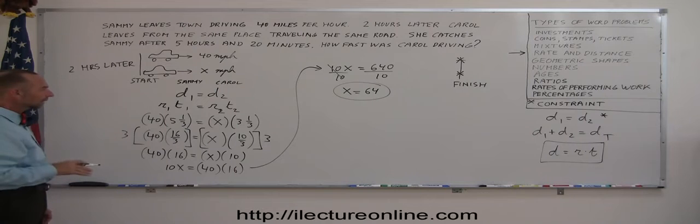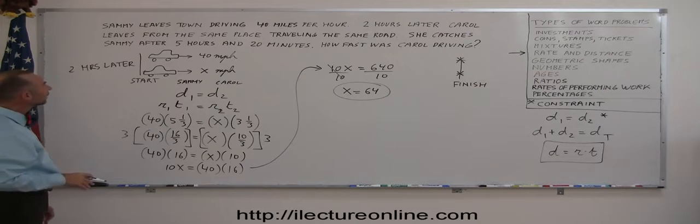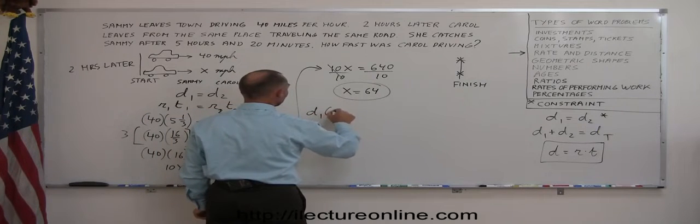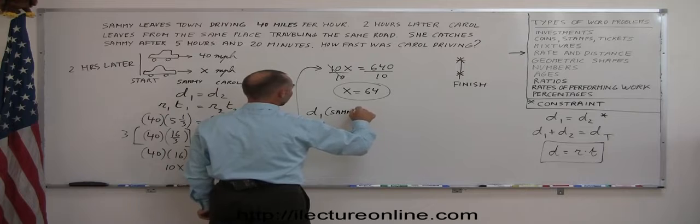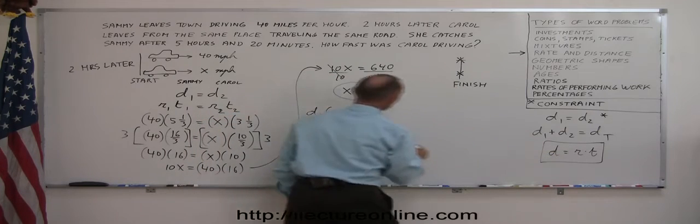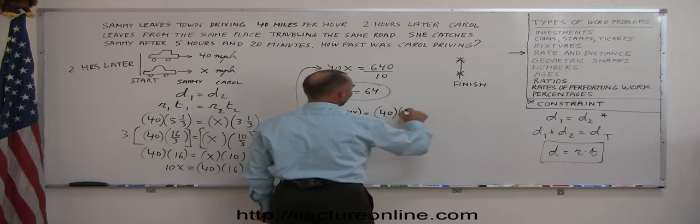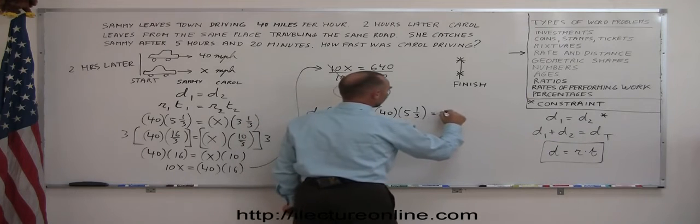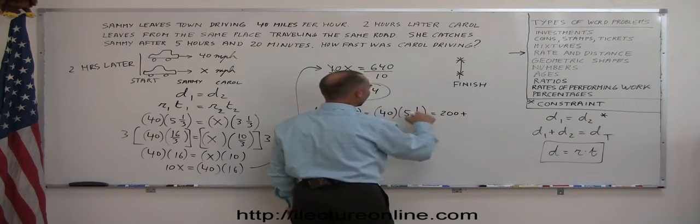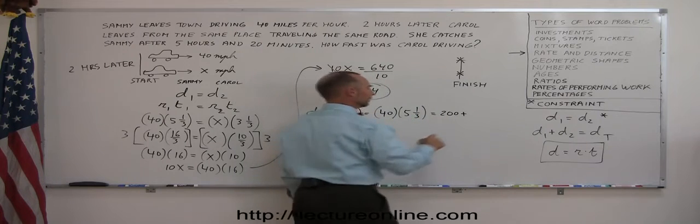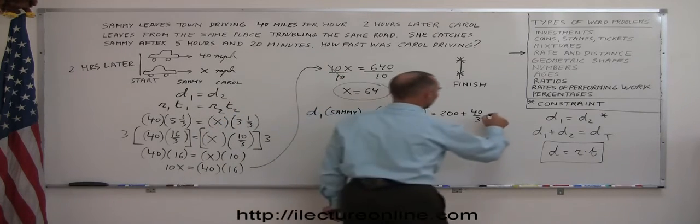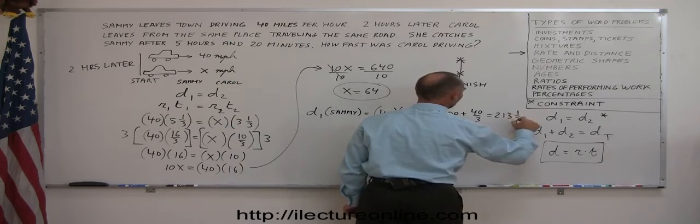Now, to make sure we did this correctly, is there some way we can check? Well, if Sammy travels 40 miles per hour for 5 hours and a third, then I can calculate how far Sammy travels. So distance 1 for Sammy is equal to, distance equals rate times time. So the rate is 40 times the time, which is 5 and a third. So 40 times 5, that's 200. Plus 40 times a third, that's 40 divided by 3. And 3 goes into 40, 13 and a third times. So that would be 213 miles and a third.